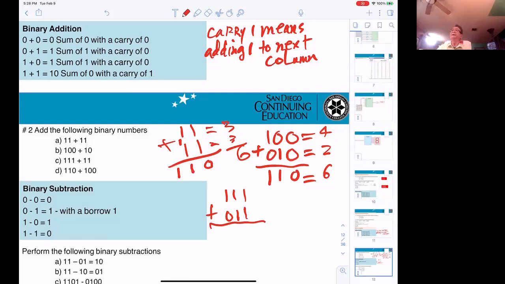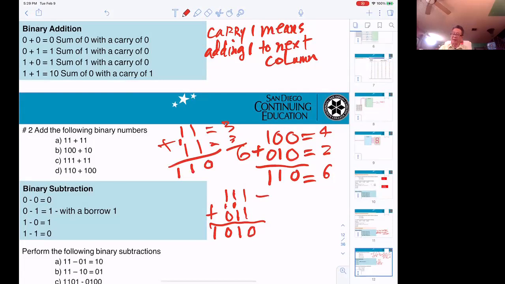Okay, you can say 1 adding to 1 will be 0. Carry 1. Carry 1 means you add 1 here. 1 adding to 1, 0. 0 adding to 1, 1. Still carry. Adding 1 here. 1 adding to 1, you get 0. 0 to 0, you get 0, but still carry 1.